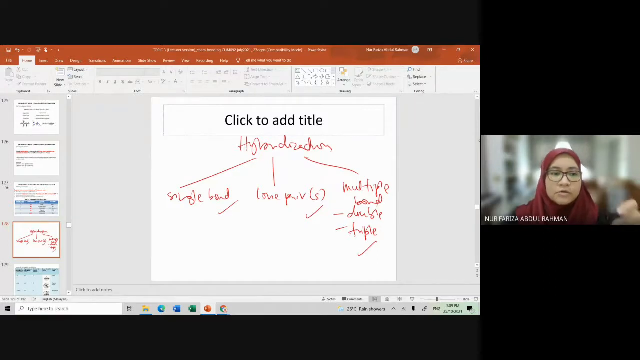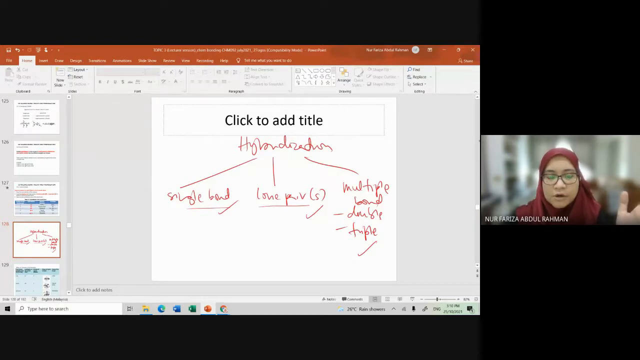So now let's go back to the original slides. We go through the slides, very roughly, to make sure that we don't miss out anything. The reason I divide into these 3 categories is so that you know what is the difference between single bond, lone pair, and also multiple bond.